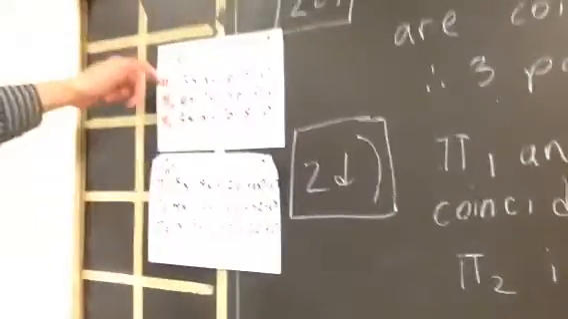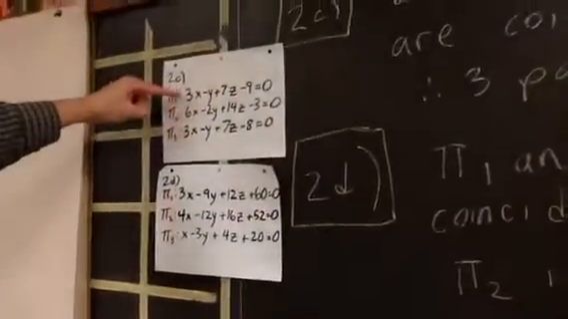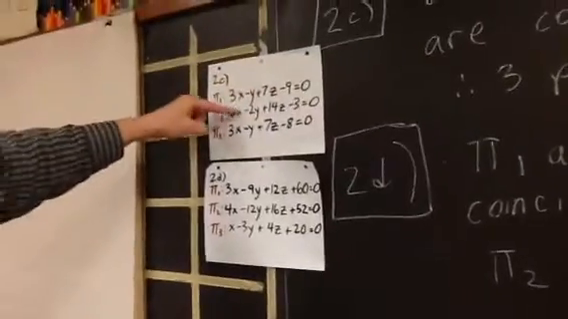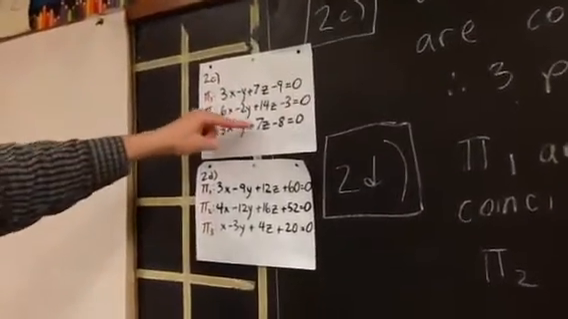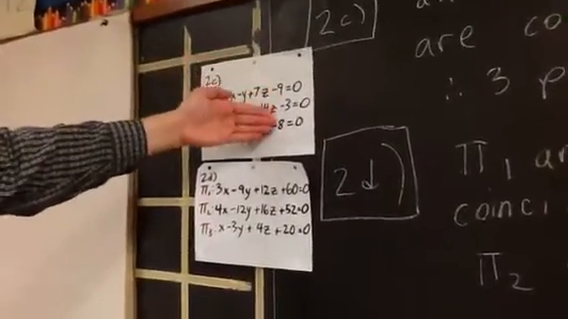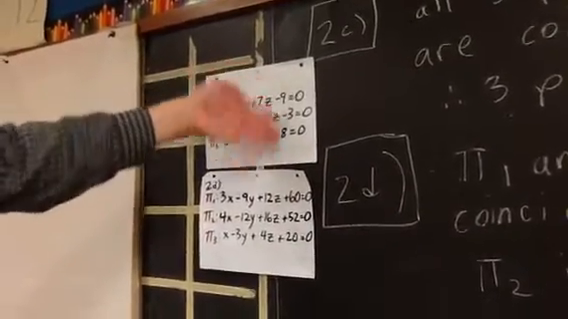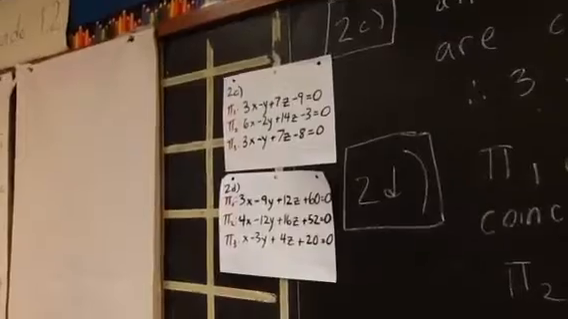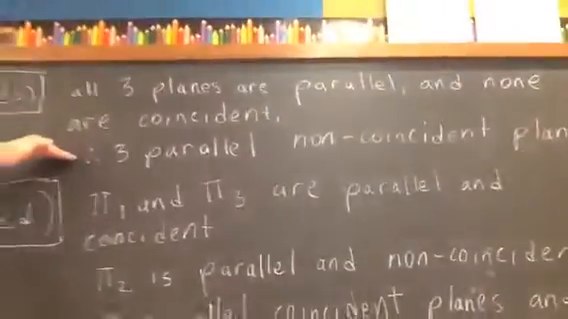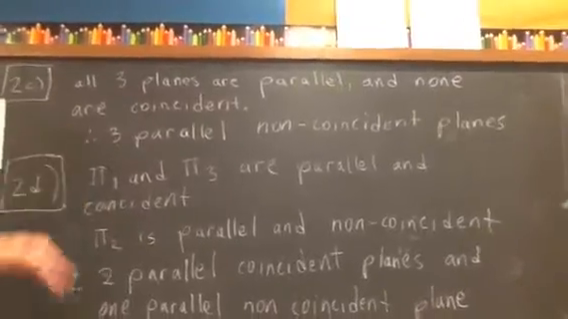Our last 2 scenarios are at the back here. In this one, we've got 3 parallel planes, 3, negative 1, 7, 6, negative 2, 14, 3, negative 1, 7, but in none of them does the constant term, the d value at the end, maintain the integrity of that multiple. So therefore what we've got are 3 planes that are parallel, none are coincident. We've got 3 parallel non-coincident planes.